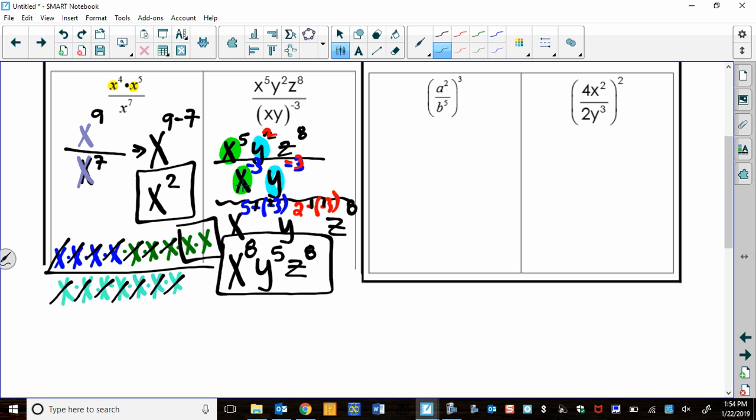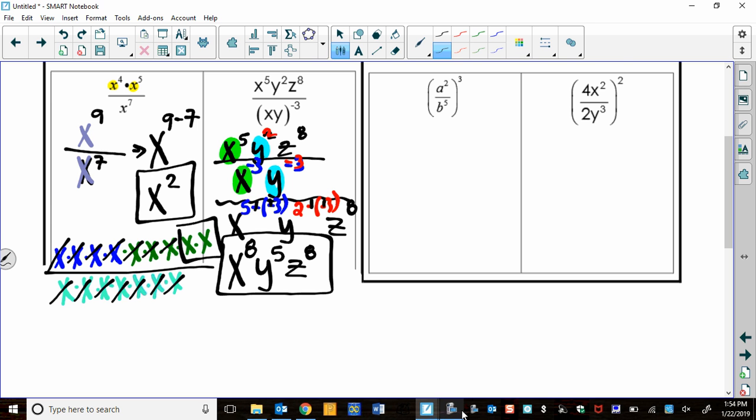So if I would have pushed this part of my problem up here, this would become a positive 3. 5 plus 3 is 8, same answer. If I brought this negative 3 up, 2 plus 3 is 5, you still would have gotten the same answer.